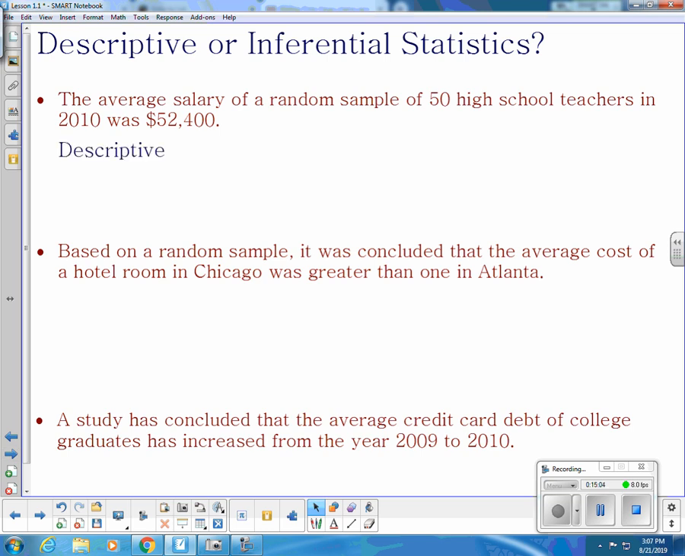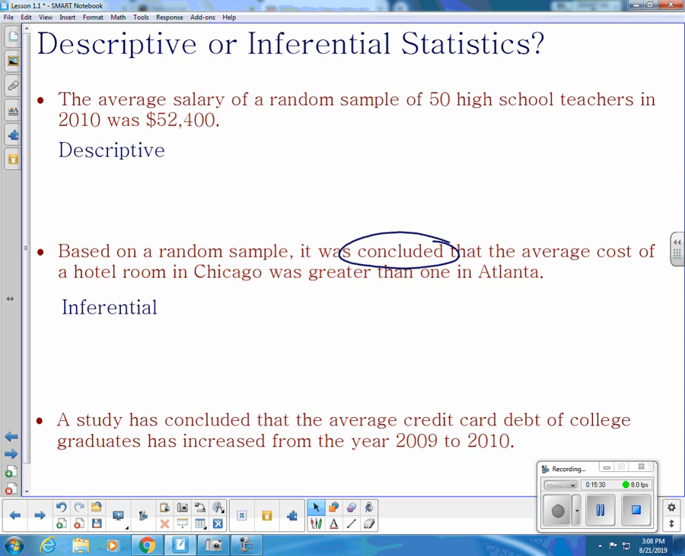Okay? Based on a random sample, it was concluded that the average cost of a hotel room in Chicago was greater than one in Atlanta. Well, the word concluded is giving you a hint. You made a conclusion. You were given some information and you said, hey, wait, I can see Chicago is more expensive than Atlanta for the average cost of a hotel room.